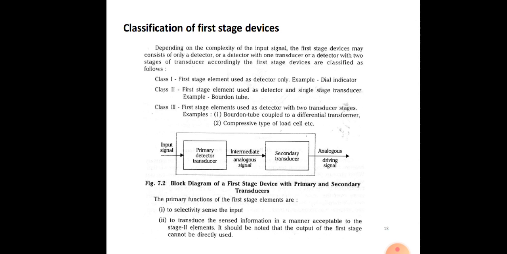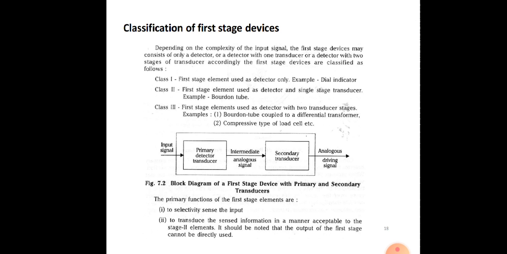Class 3 is a first stage element used as a detector with two transducer stages. For example, take the Bourdon tube again, but coupled with a differential transformer, or a compressive type of load cell, the load cell which is used in your normal lab.